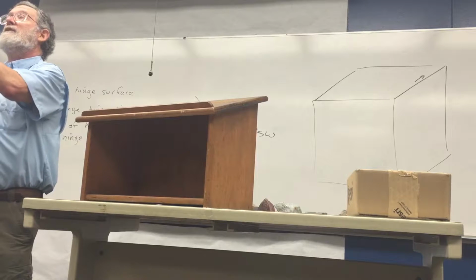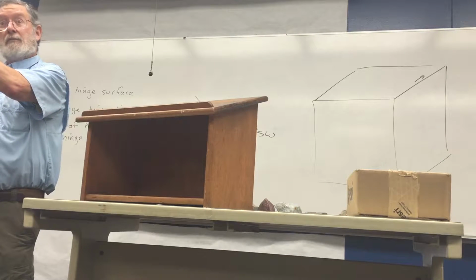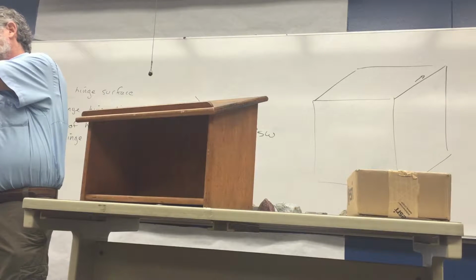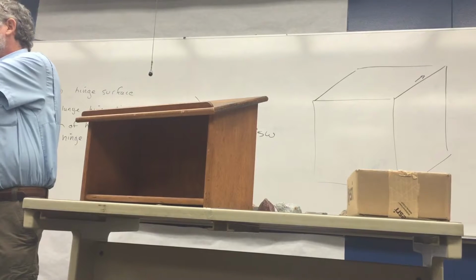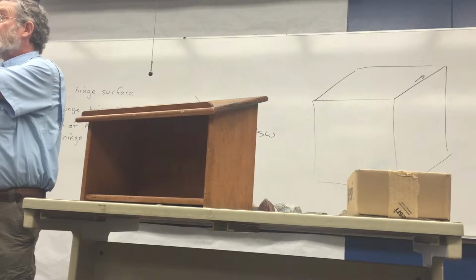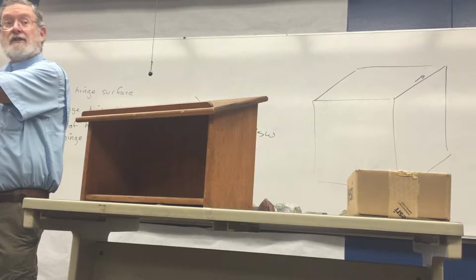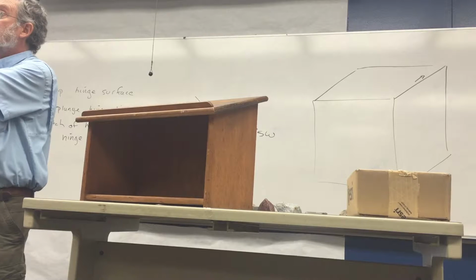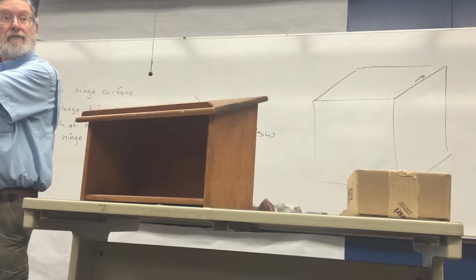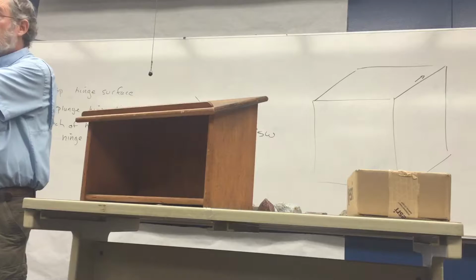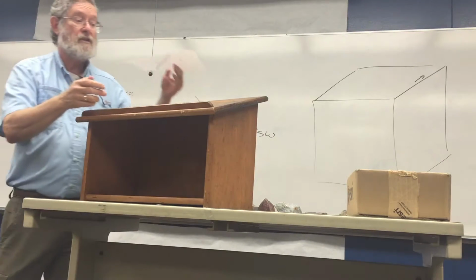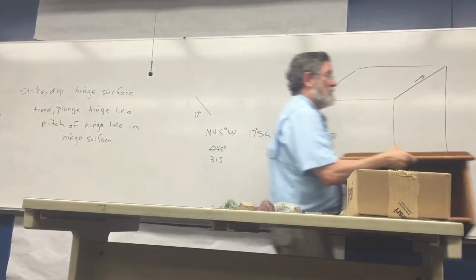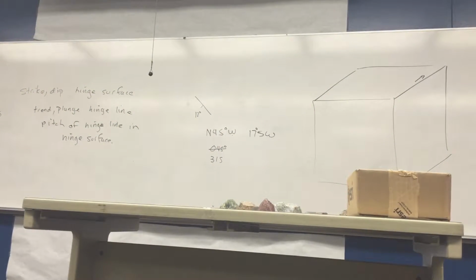If I come back up, this is inclined, dipping hinge surface, horizontal hinge line. This is recumbent, horizontal hinge line, horizontal hinge surface. If I come back here and do this, I have a dipping hinge surface and a plunging hinge line, but my pitch is less than 90 in this case. So we have these different orientations that help us describe and interpret the orientations of folds.